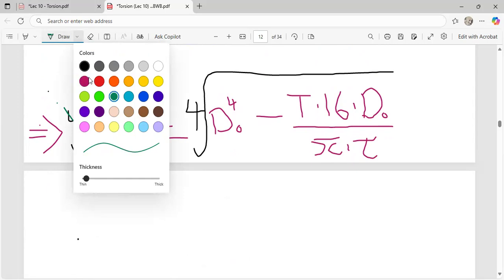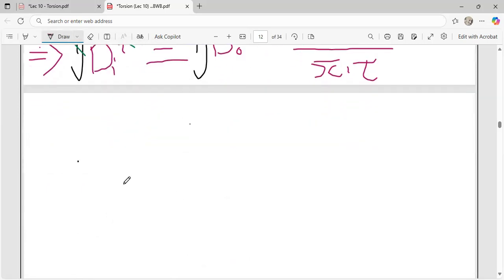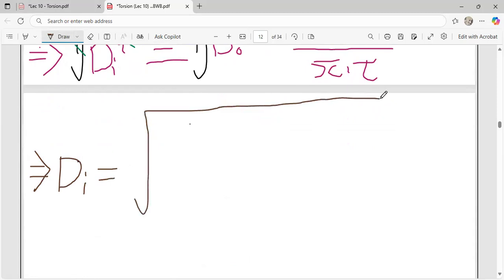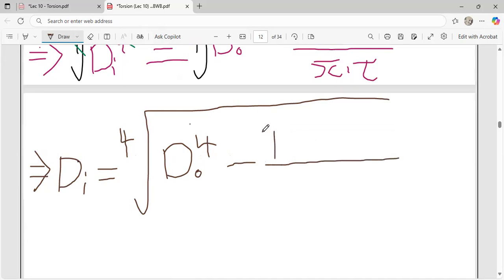So finally, we say that our internal diameter, di, is equal to this. We just made di the subject. We just made di the subject. So we can now substitute anything we had into the equation to make life easier.